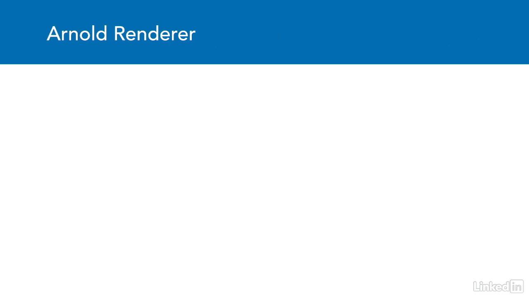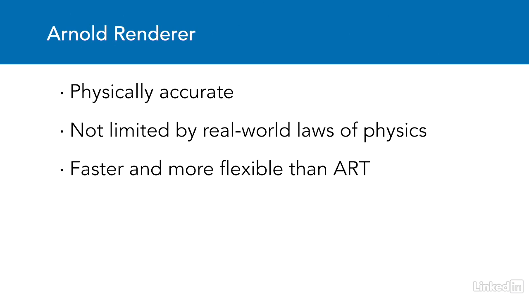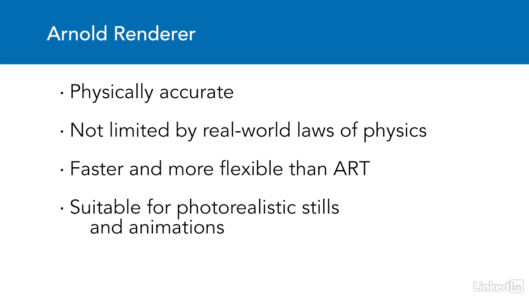Finally, new in 3ds Max 2018 is the Arnold renderer from Solid Angle. It too is physically accurate, just like ART, and the underlying technology is very similar. However, Arnold does not have the limitation of real-world physics. Arnold will allow you to break the rules and do things like exclude lights and shadows. Arnold is generally faster and more flexible than ART. Under similar conditions, the Arnold renderer will complete the image before the ART renderer will. Because of all these factors, Arnold is the best renderer all around in 3ds Max currently. It's suitable for photorealistic still images and animations, whereas ART, because it's slower, is really only best for still imagery. And those are the options for stock renderers in 3ds Max 2018.